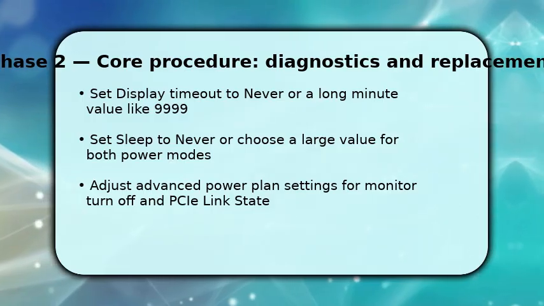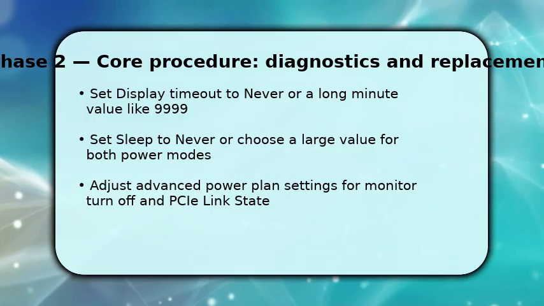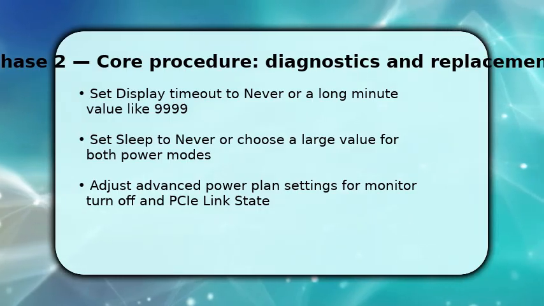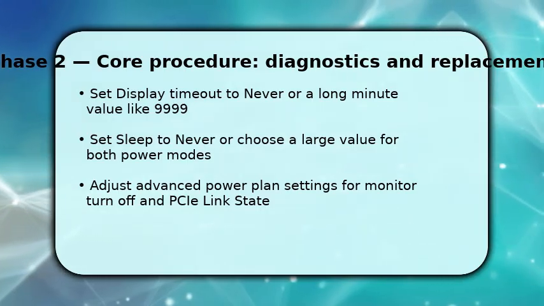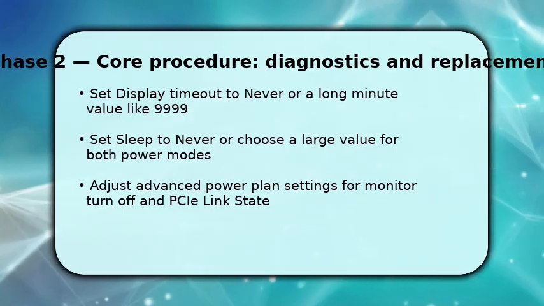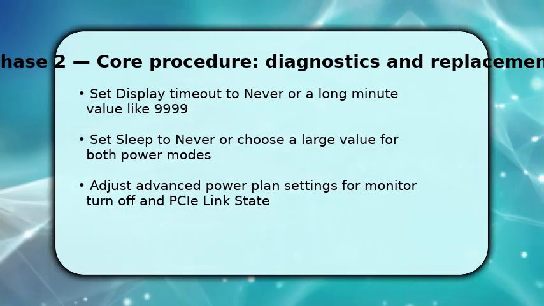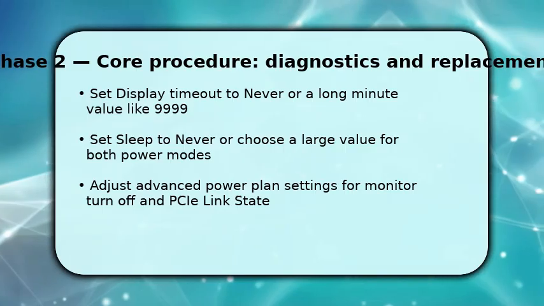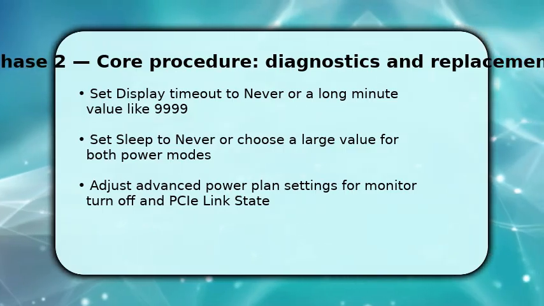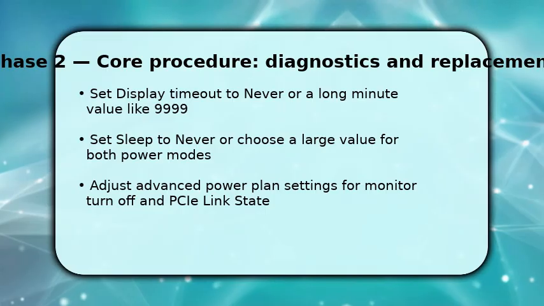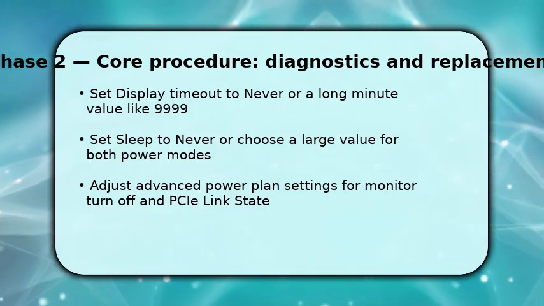Then, open additional power settings, click Change Plan Settings and modify Advanced Power Settings. Set Turn Off Display to never and check PCI Express Link State Power Management. Set it to off to avoid hardware sleep. Once done, save changes. These steps stop software timers and reduce hardware-triggered sleep, so your monitor stays on reliably.